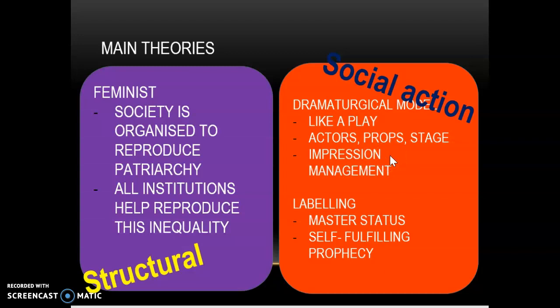On our social action theory, we started to see the development of theories such as the dramaturgical model, and this is from Goffman, and the word is drama. It's like a play. We are all actors, we use props, we're performing on a stage, we're following a loose script, and it makes social life predictable and possible. And we use this thing called impression management, which you might have come across. We also look at labelling, developed from the work of Becker, who identified that people develop a master status based on how they are labelled or looked at by other people. And as a result, this creates a process called the self-fulfilling prophecy.